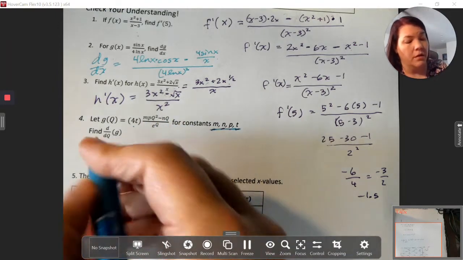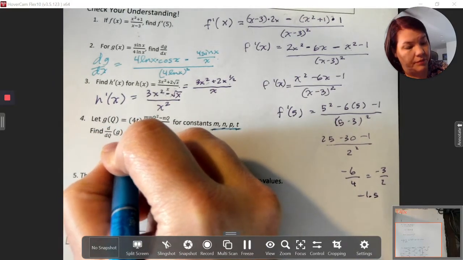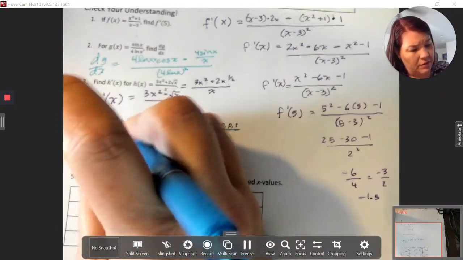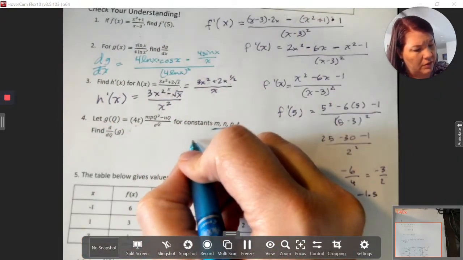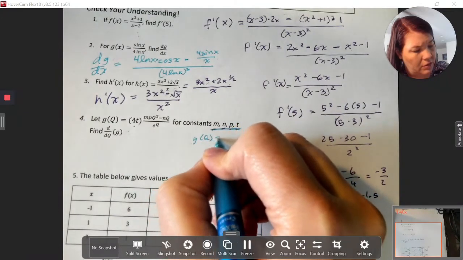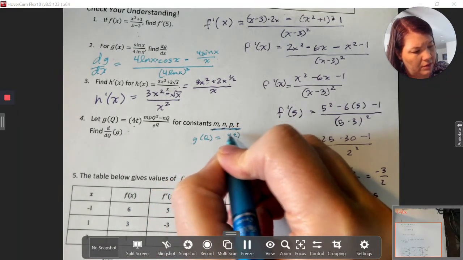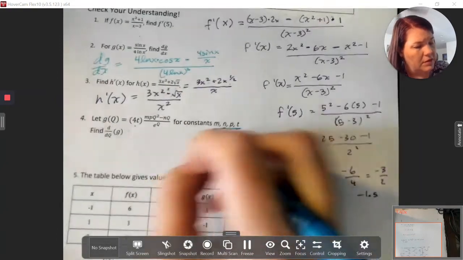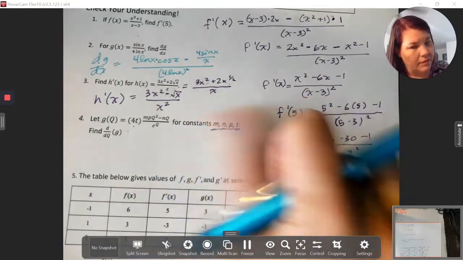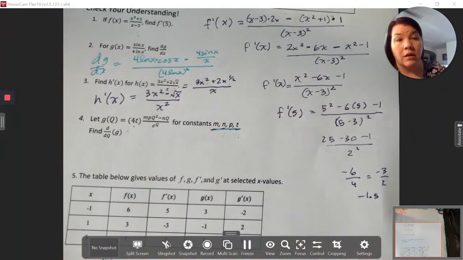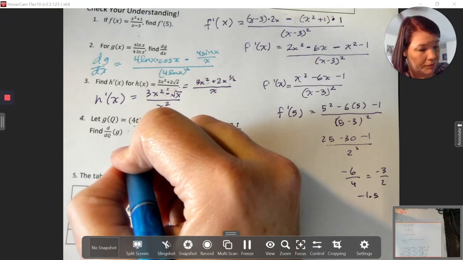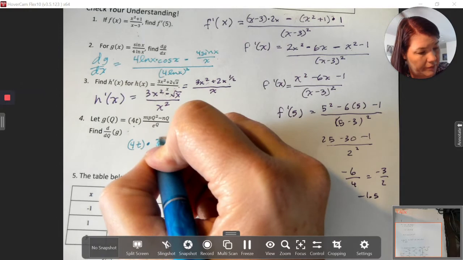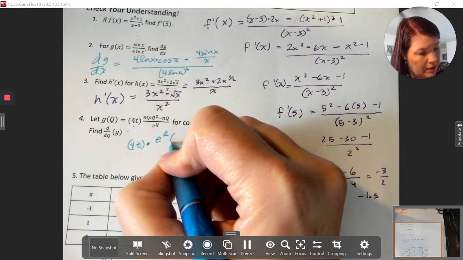Okay, so let's see what we can do. dg dq, which I'm going to use their writing right there. Before I do that, let me rearrange this. G of q equals 4t. Oh, it's a constant. Since it's a constant, it can go in front of my product.